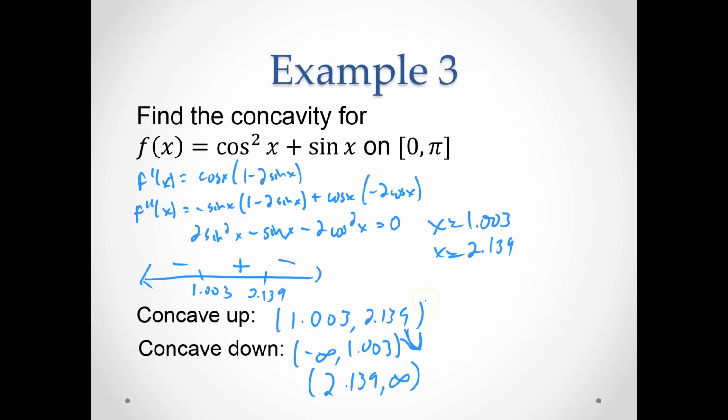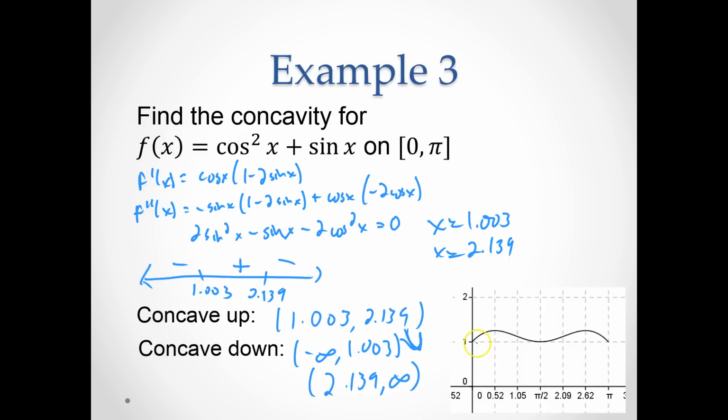That's right. And the graph we have again here, we see we're concave down until just about 1, then concave up, and then back to concave down. It confirms what we said, and it's the same graph as we had in Desmos.